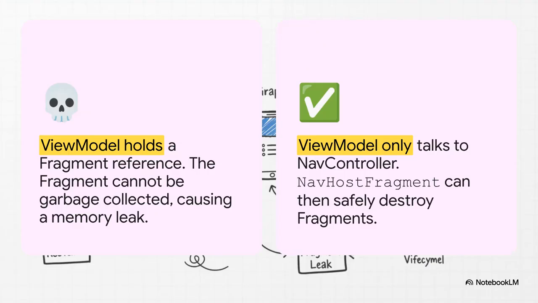This slide just lays it out perfectly. In the bad old days, your long-lived view model might hold a reference to a short-lived fragment. Well, this prevents the fragment from being garbage collected, cleaned up from memory, and bam, you've got a memory leak. But with the new architecture, the view model only talks to the nav controller. And since the nav controller holds zero UI references, that dangerous chain is broken. The nav host fragment can safely destroy the fragment, and the leak is completely avoided.